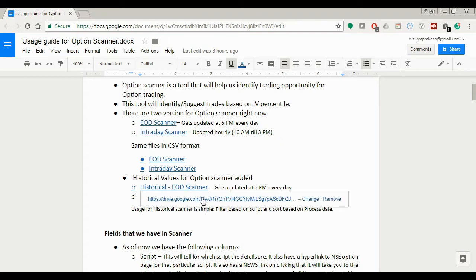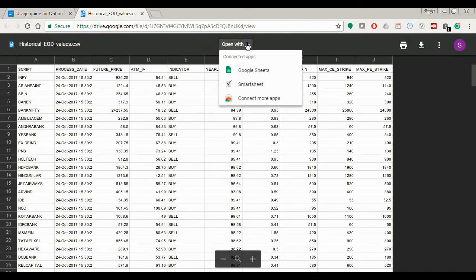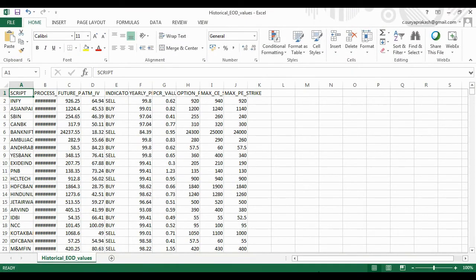Let me open that. But in the historical EOD scanner or intraday historical scanner, we won't have that much detail. The amount of detail that we see here will be very limited. Let me download it, and I'm going to open it with Microsoft Excel, and then I'll show you the beauty and how it works. Yeah, so now it opened.